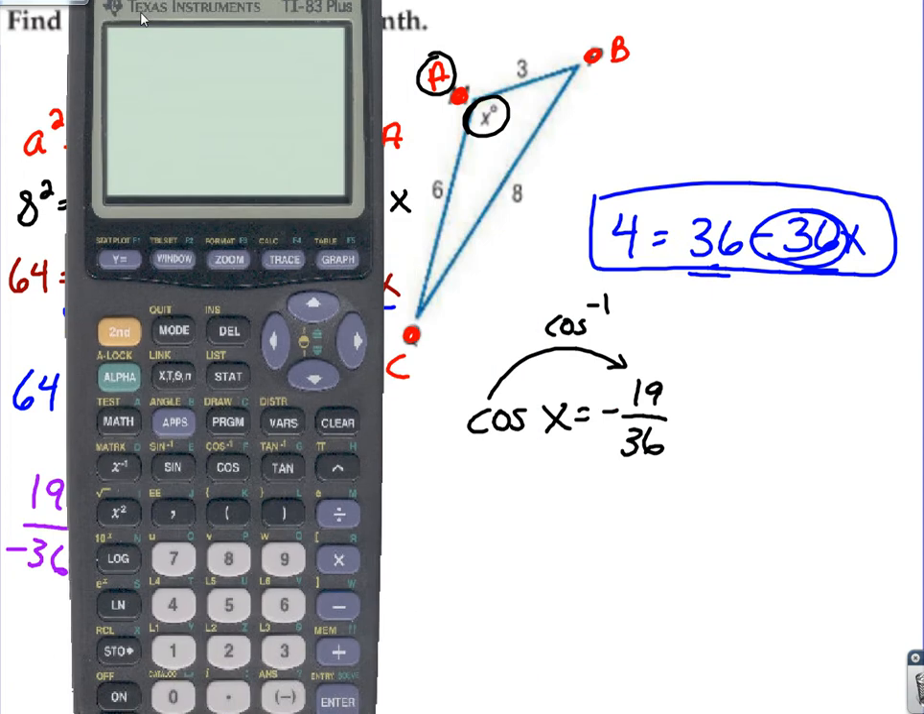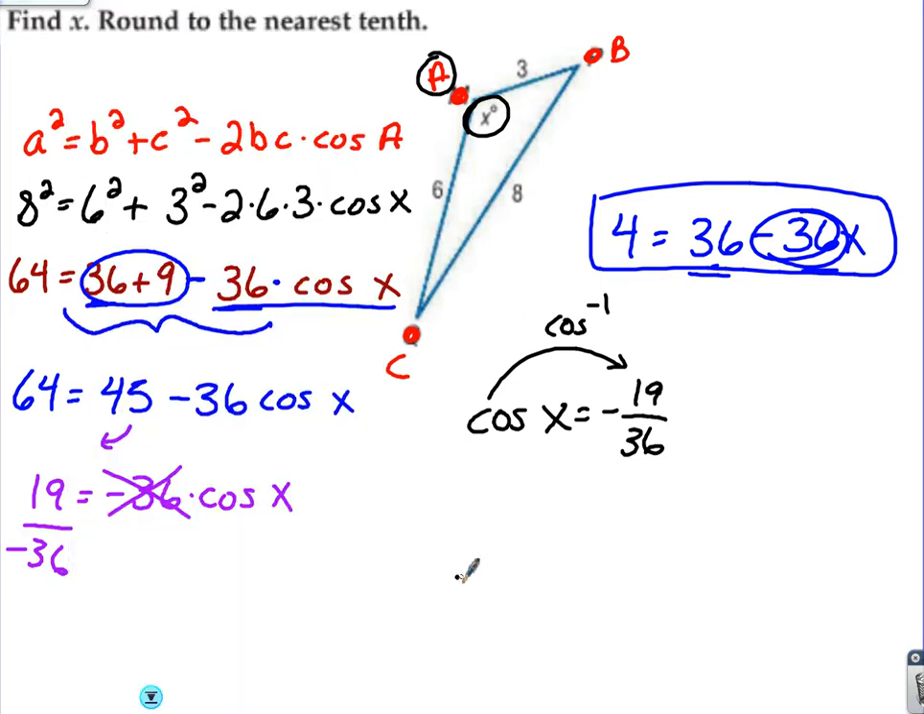So let's take out our calculator and let's type in the inverse cosine of, and you see why I said you don't have to divide it? Because you can just type it in as negative 19 over 36. I get 121, let's just call it 122 degrees. X equals, or is about 122 degrees.